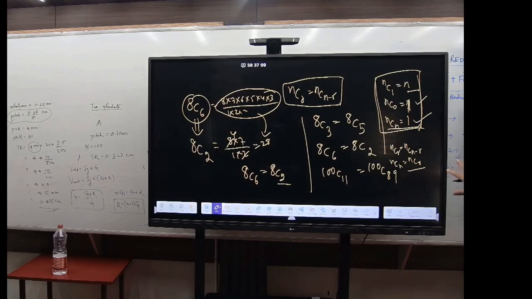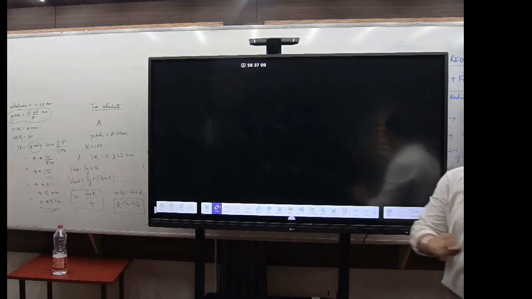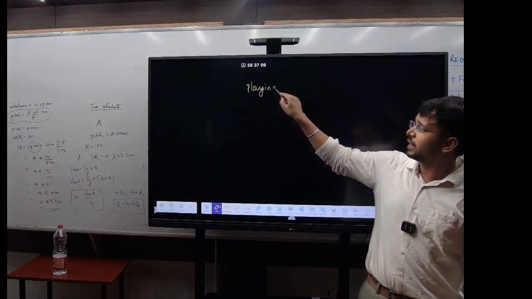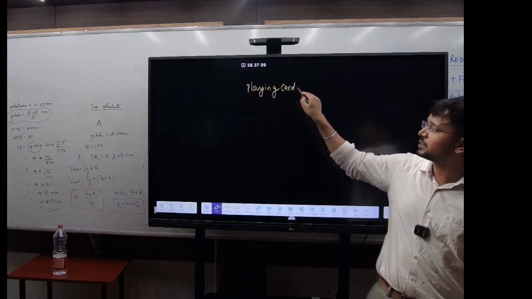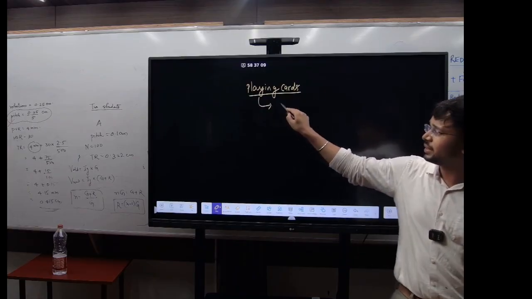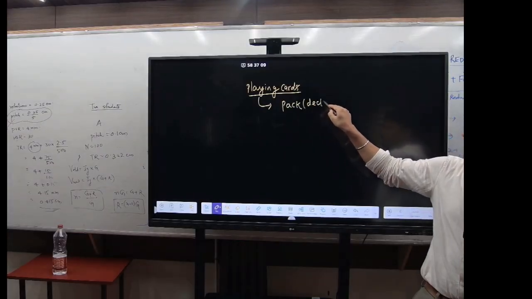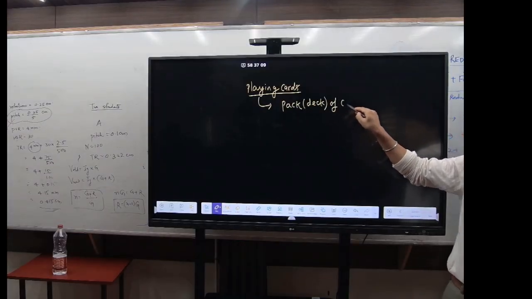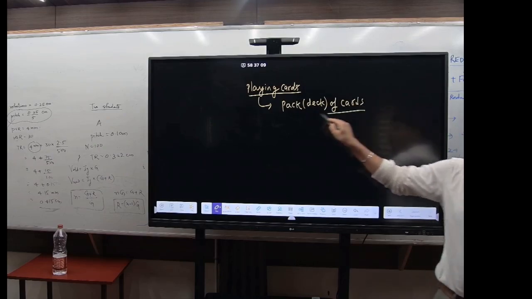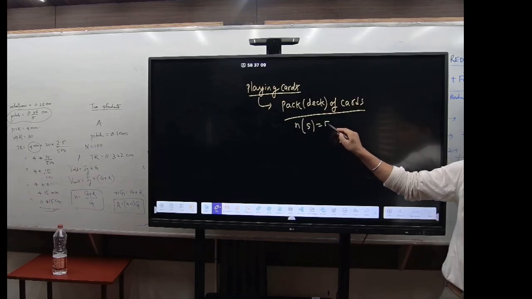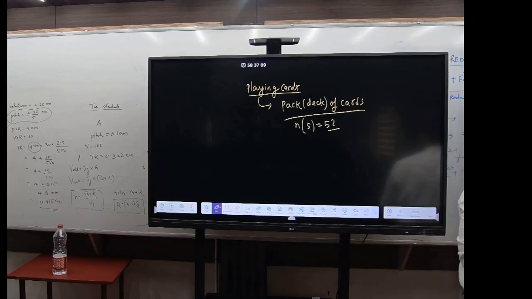Okay, playing cards, or deck of cards, we can say pack of cards. That is called pack of cards or deck of cards. How many total number of cards will be there? The sample space will be 52. Total 52 cards will be there.